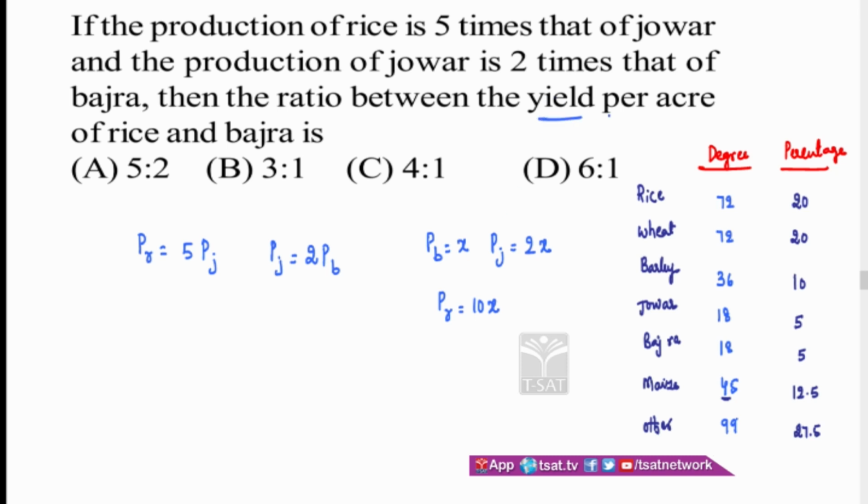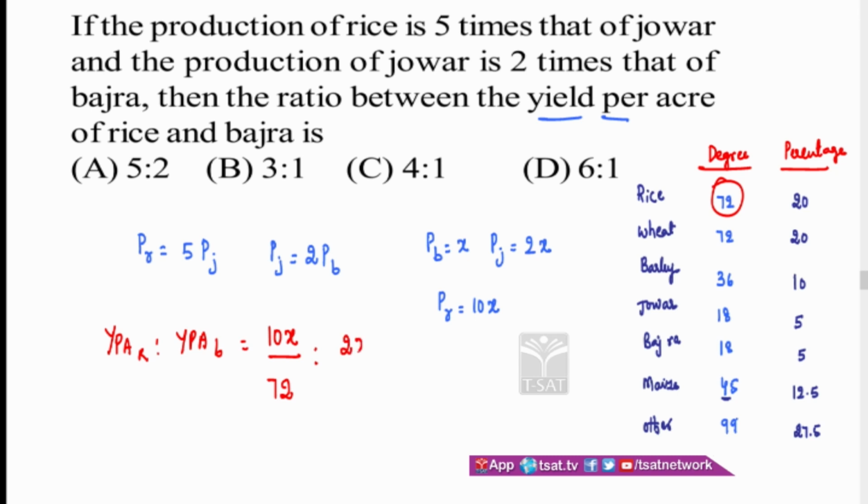Yield per acre means how much production is there divided by the number of acres. Now it is asking you yield per acre for rice. Yield per acre for rice is to yield per acre for bajra. How much rice production is there? 10x rice produced by using how many degrees of land? 72 degrees of land. I am not converting it into acres, let it be, it is in the ratio, so no need of conversion there.